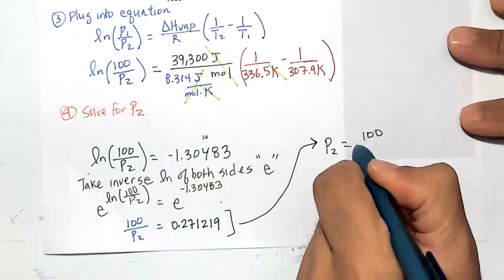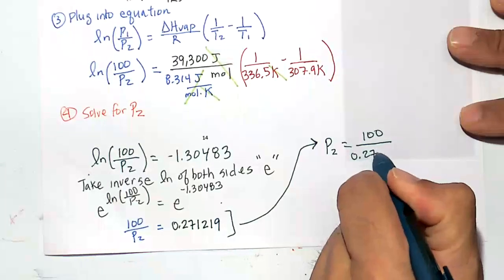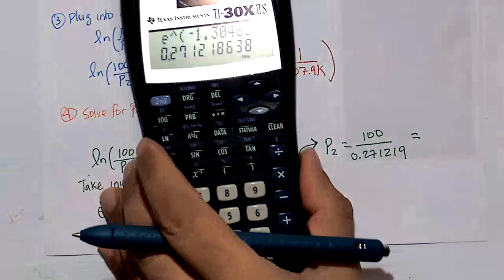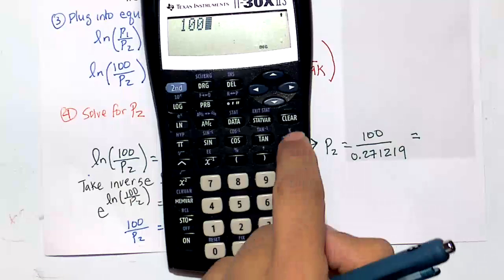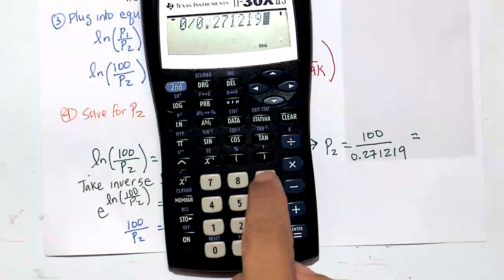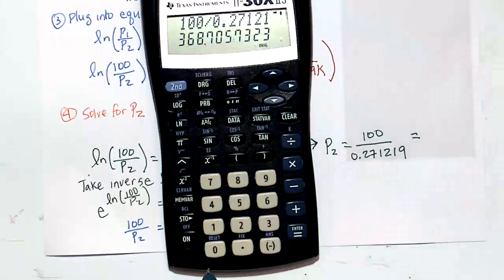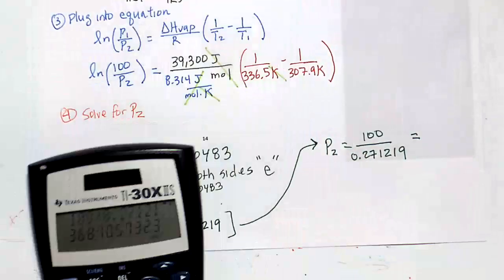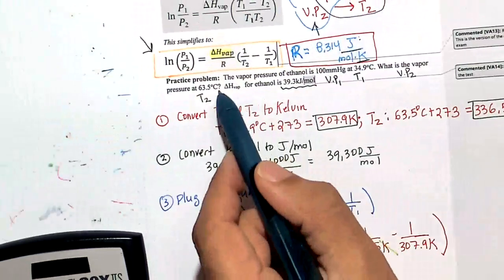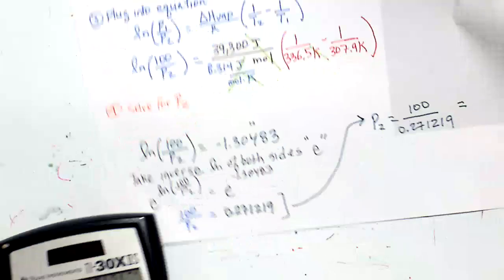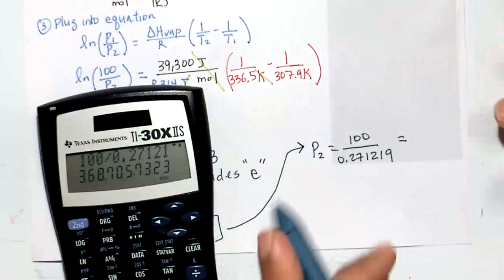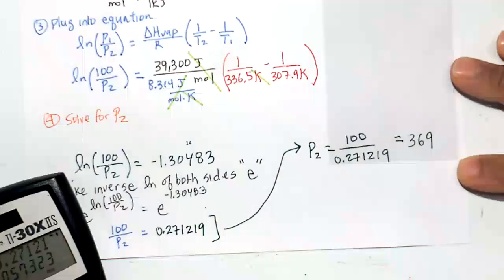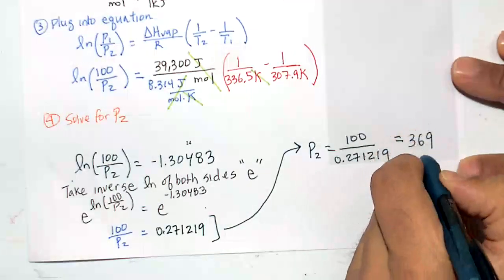P2 is equal to 100 divided by 0.271219. What is that on our calculator? I'll round it, 369. Three significant figures because in my problem everything is three significant digits. So 369. And what am I missing here? Okay, don't write 369 on the exam. What will you need to write?